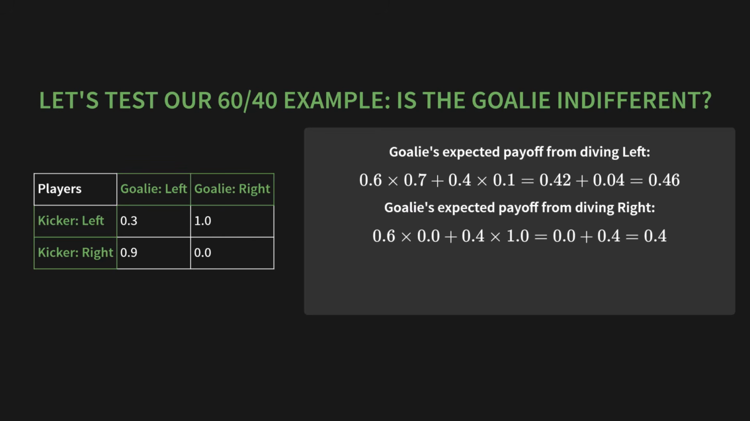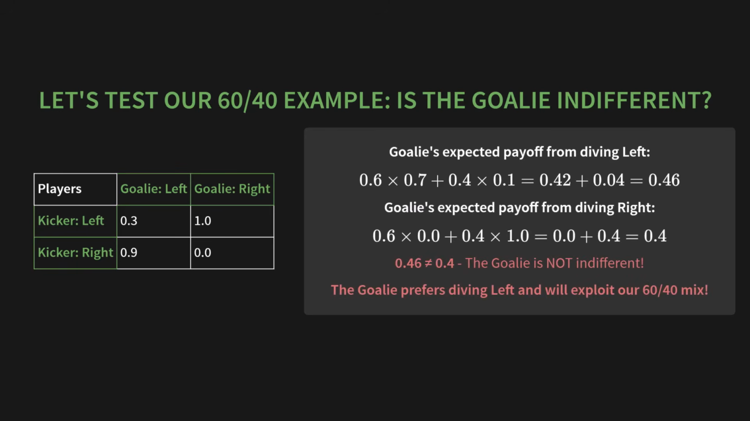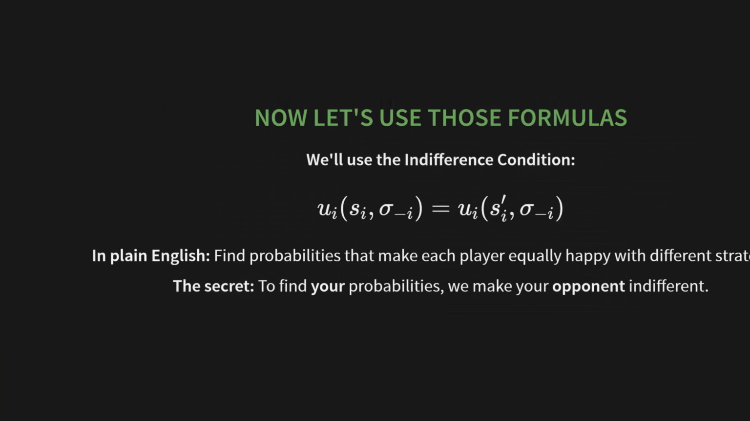Okay, now what's their payoff for diving right? There's a 60% chance the kicker goes left, payoff is 0. And a 40% chance the kicker goes right, payoff is 1. That comes out to 0.4. So 0.46 is not equal to 0.4. The goalie is not indifferent. The goalie actually prefers diving left here, and will exploit our 60-40 mix every single time.